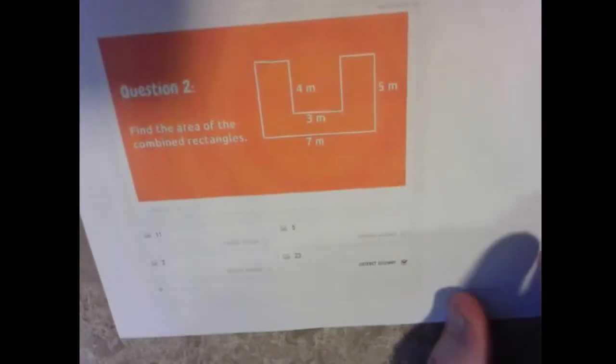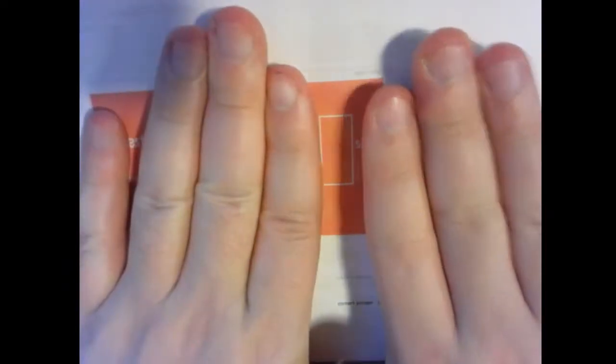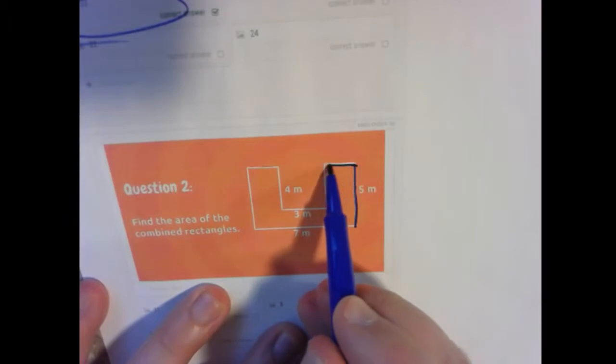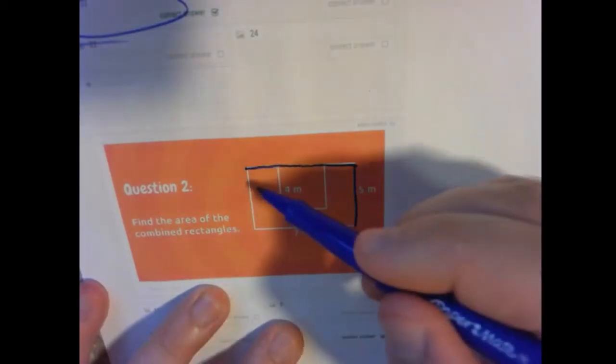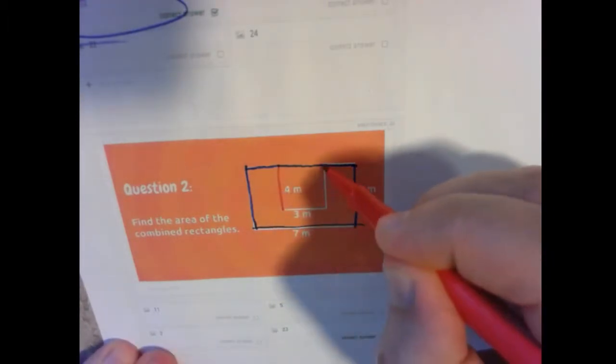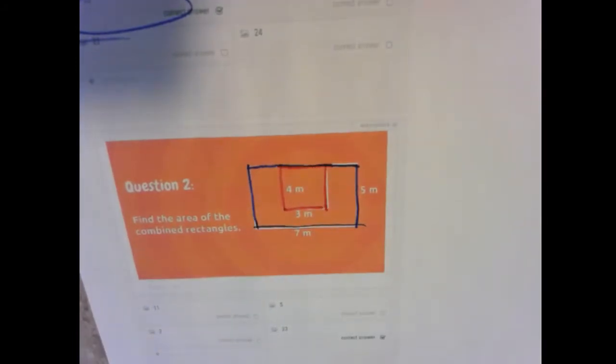Okay, next one. So this one, we could either break it into this rectangle and this rectangle down here and this rectangle over here, or we could look at it as one giant rectangle and then take away the part that was eaten. If this was a graham cracker or a cookie, we're going to find the whole original area of the cookie and take away the red section.